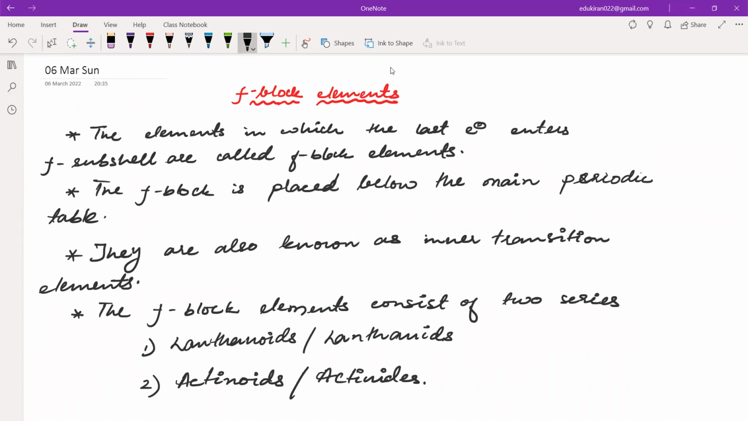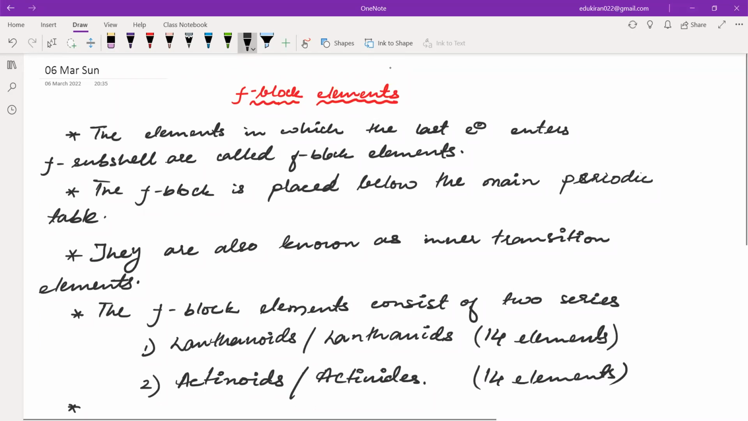One more thing you can write is there are 14 elements. Not 14, it is 14 plus 14, so there will be 28 elements. Here we have 14 elements, and in this series, we have 14 elements. According to this year's syllabus, we have to just learn about the lanthanides.